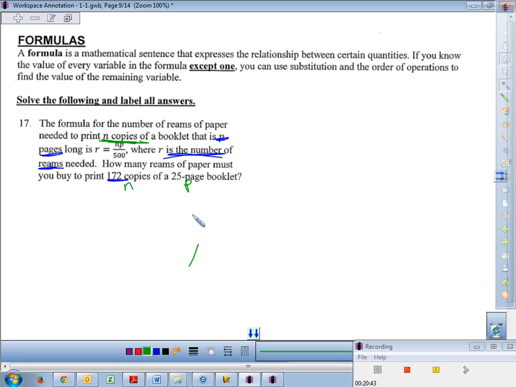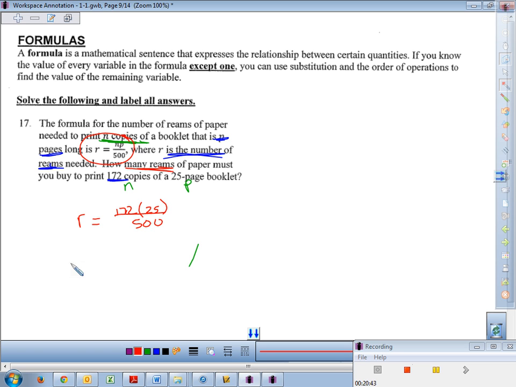So now I know two variables out of the three. I don't know R, especially when you can go back and reread and they say how many reams. Doesn't that mean you want to find what R is if you don't know how many reams? So let's substitute into this formula that they gave us right here. We just read from left to right. I do not know R, so it will still be there. Then there's an equal sign. N is 172, and P is 25, and over 500.